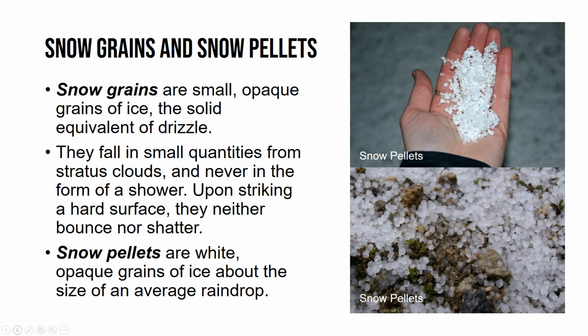Next, we have snow pellets. These are white, opaque grains of ice about the size of an average raindrop. So the major difference between snow grains and pellets is the size. Pictured here are snow pellets. They somehow look like salt.